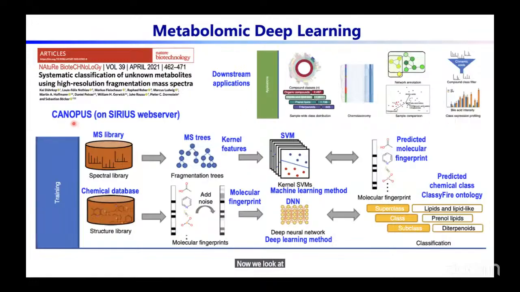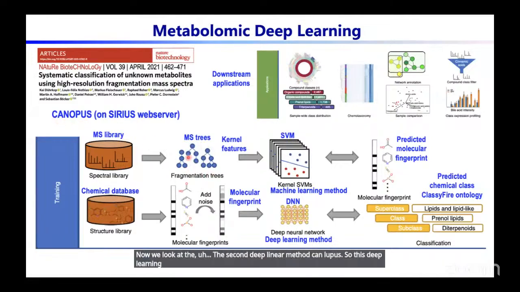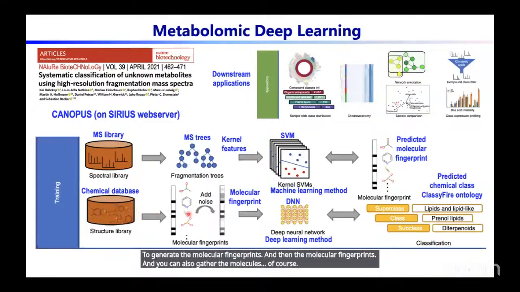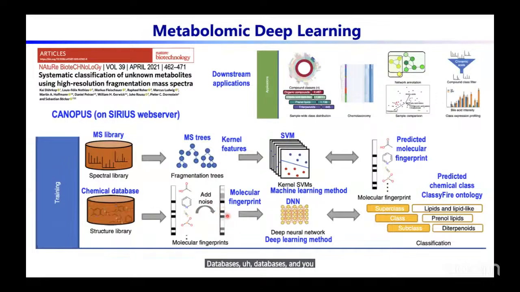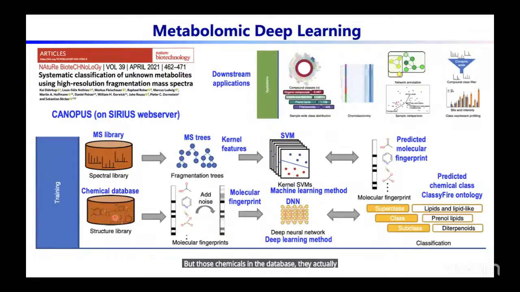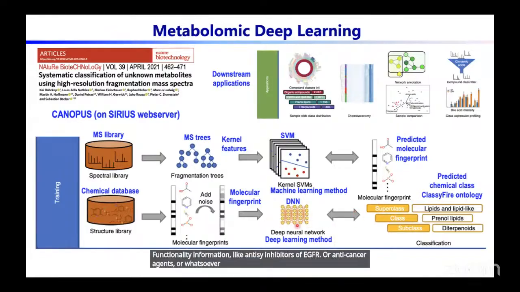Now we look at the second deep learning method, Canopus. So you see they still have this SVM part to generate the molecular fingerprints. Of course, you can also get the molecular fingerprints of the chemicals in the chemical databases, and those chemicals in the database have some kind of functionality information, for instance, inhibitors of EGFR or anti-cancer agents or whatsoever. So essentially, you can input the molecular fingerprints of the chemical database and output the labels of the molecular fingerprints.